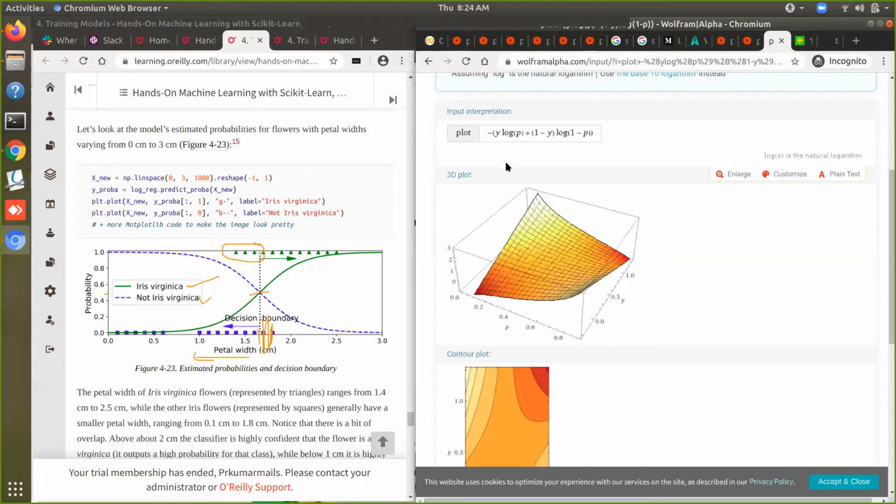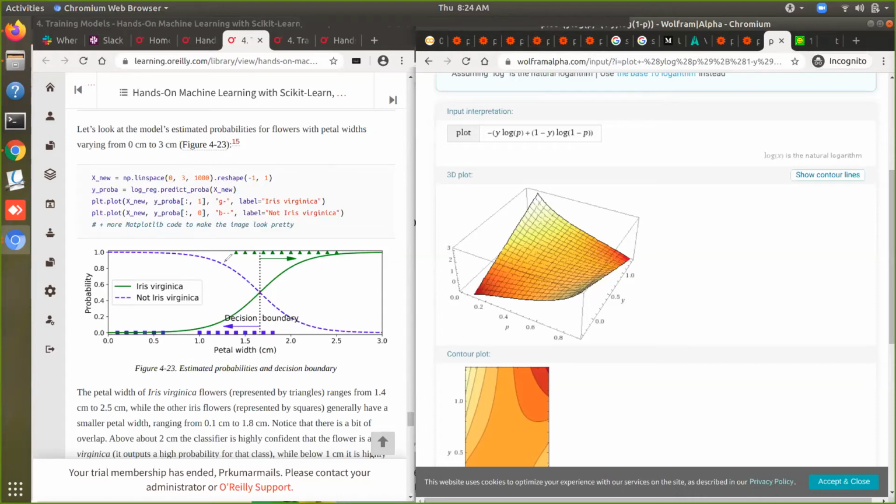Rajesh: Yes, sir, I have a question. The author said the petal width of Iris virginica flowers ranges from 1.4 to 2.5. But when we look at the chart, it starts from 1.8, where the two sigmoid curves intersect. Why does it then go as low as 1.4?